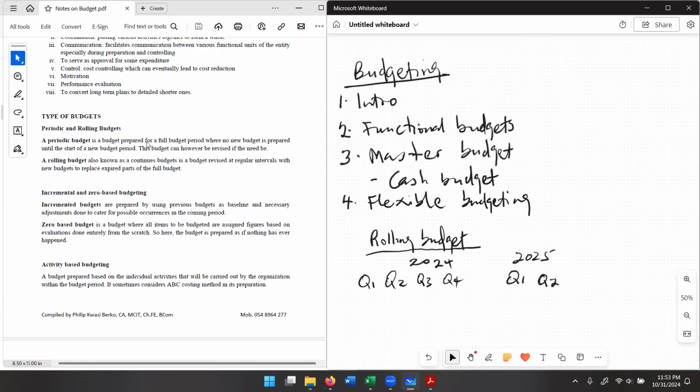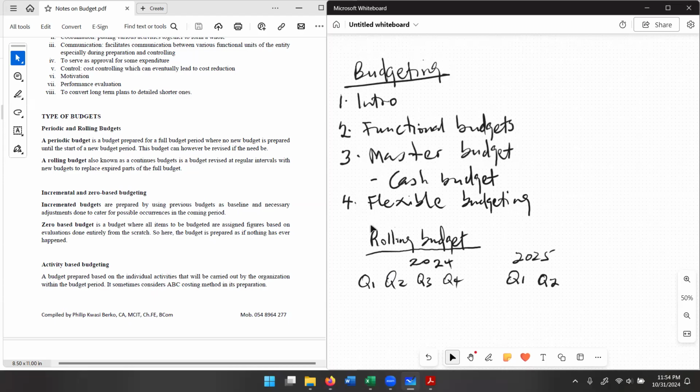All right. Incremental and zero-based budgeting. So incremental budget is a budget which is prepared by using another budget as a base. So for instance, we can prepare our 2025 budget by using 2024 as a base, where we say, okay, we think that we did well in 2024. So let's use 2024 budget and maybe increase whatever we did in 2024 by 25%, and that will be our new budget. So when we prepare such a budget, it is known as an incremental budget.